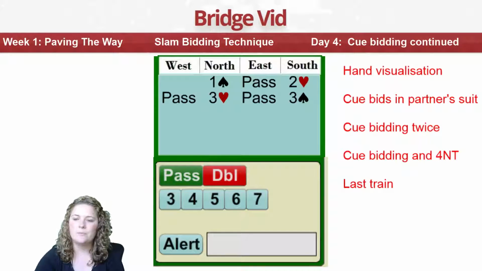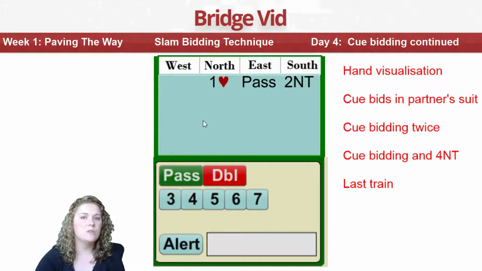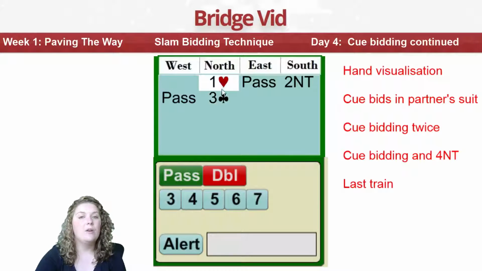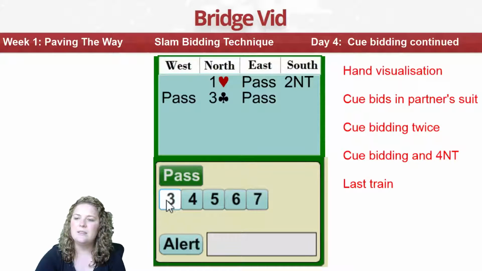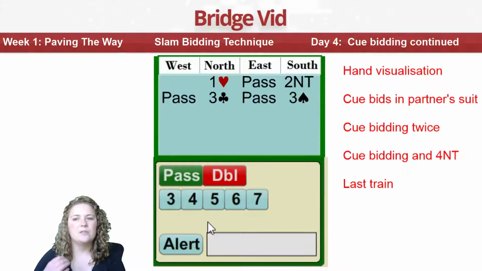Another thing that we might need to consider is when we can possibly cue bid a suit twice. So you might have, for instance, an auction where it goes 1 heart pass and you might use 2 no trumps as a raise. Now here we might have our opener be able to bid 3 clubs as a cue bid, and let's say our responder came back with 3 spades. Now what happens here is we know that our responder's got a cue bid in spades.